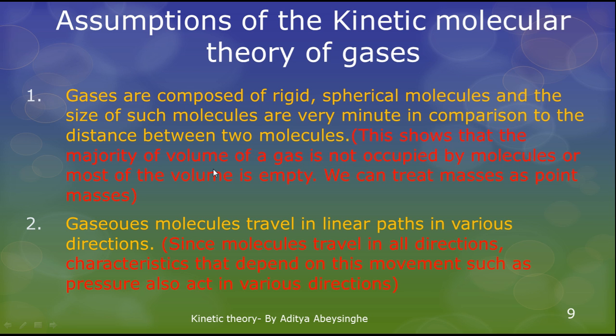And what is important here is that when these molecules travel in linear paths in various directions, the characteristics that depend on this movement, such as the pressure, are affected. I explained to you what the pressure of a gas is and how pressure occurs. Since the gaseous molecules travel in linear paths, the pressure will also act in a proportional direction. So the assumption that gaseous molecules travel in linear paths is important when considering the pressure and the other physical characteristics that depend upon the direction of travel and the force exerted, and the other basic changes that take place inside a gas sample.